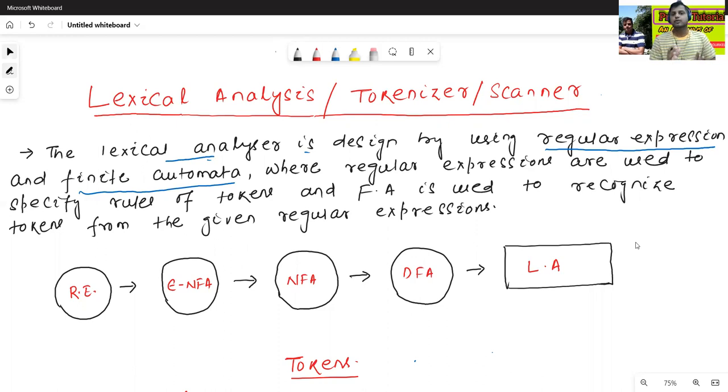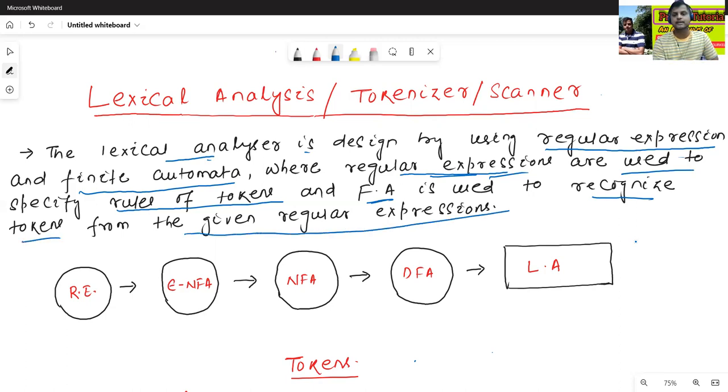Okay, so how to design the lexical analyzer? Now we will design the lexical analyzer by using regular expressions and finite automata. Regular expressions are used to specify the rules of tokens, and finite automata is used to recognize tokens from the given regular expression.